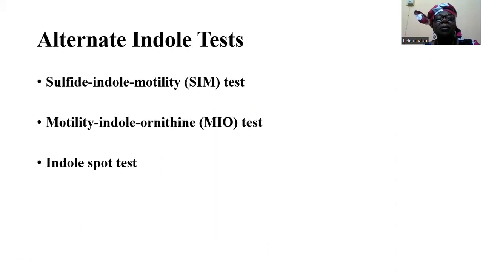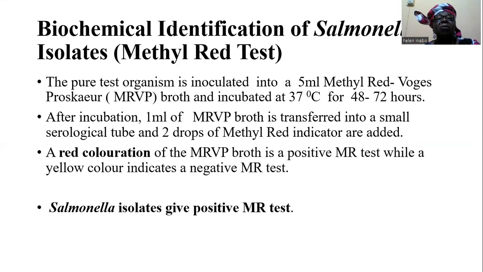The alternate indole tests include: one, the use of sulfide indole motility tests. That is 3 tests in 1. Motility indole ornithine tests, 3 tests in 1. Indole spot test. Now, the MR or methyl red test is also important. Salmonella isolates give a positive MR test.